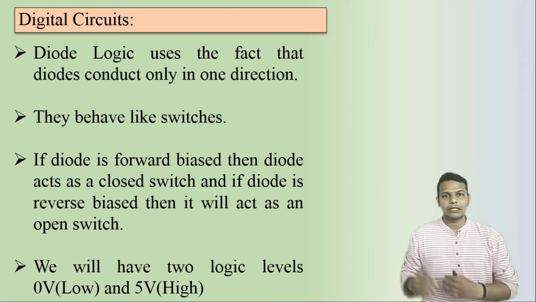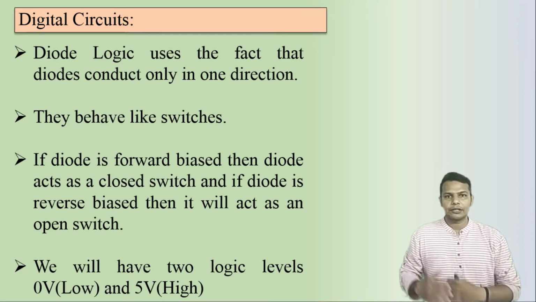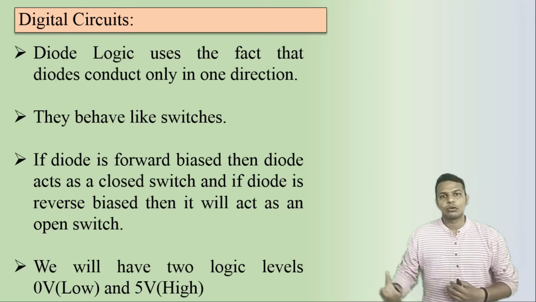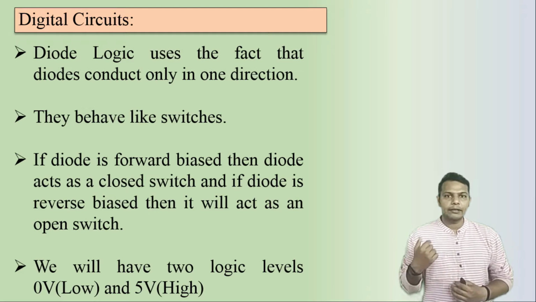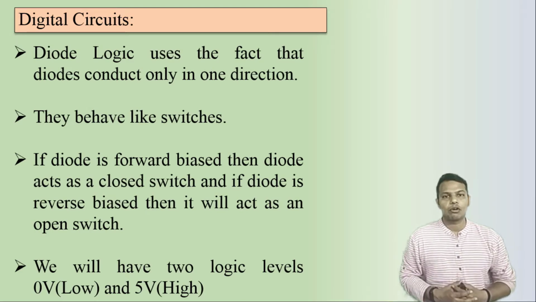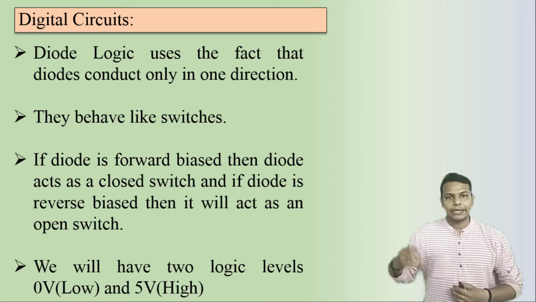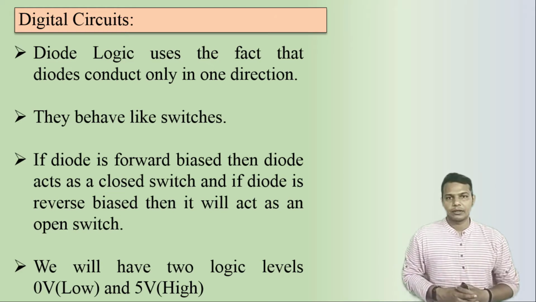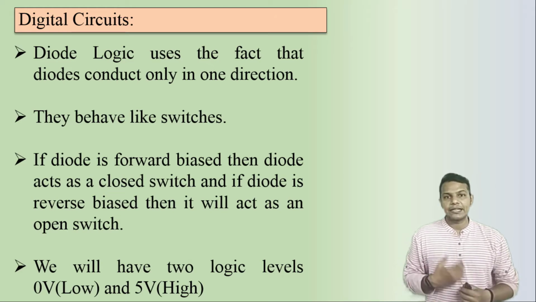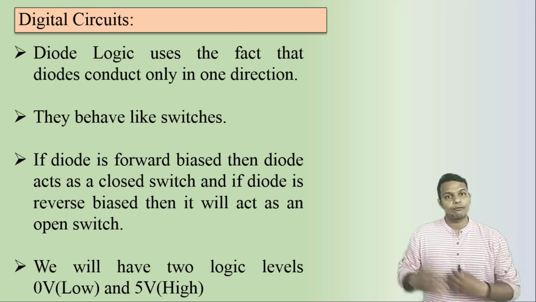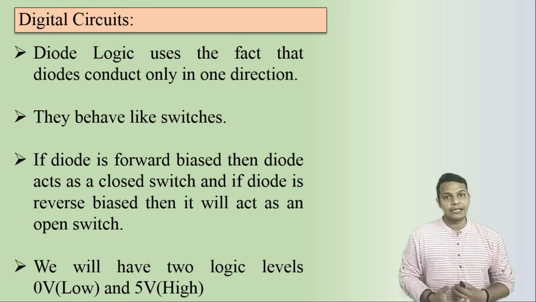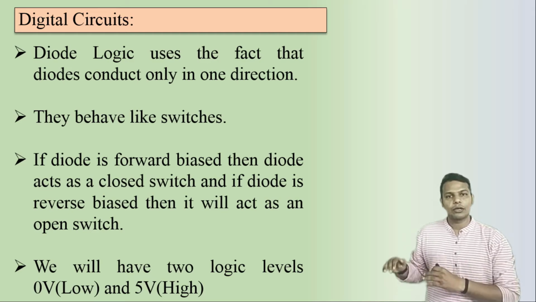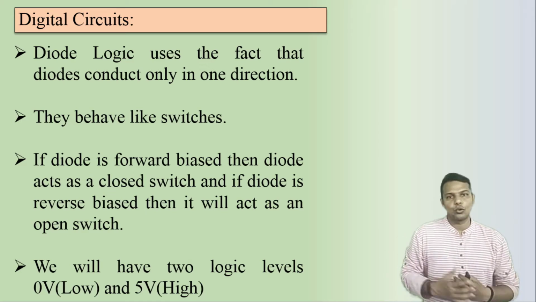Digital logic circuits use the fact that diodes conduct only in one direction. We always discussed that a diode flows current in only one direction, which we call the forward direction, forward bias. Similarly, here it behaves like a switch. As we discussed earlier, if it is in forward bias, it looks like a closed switch. If it is in reverse bias, it is an open switch. So here the diode works like an open and closed switch.